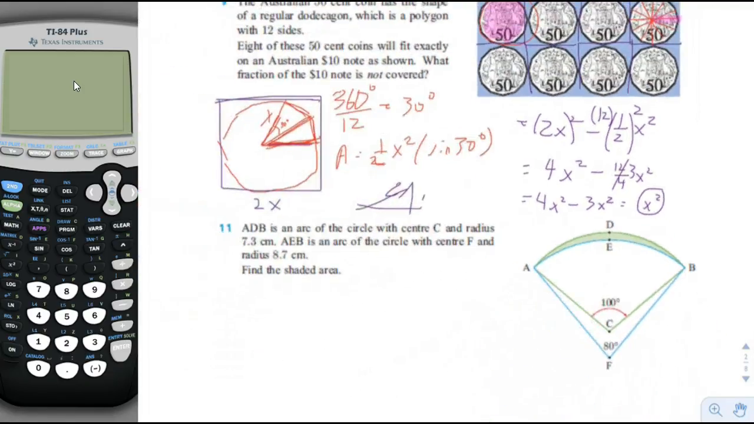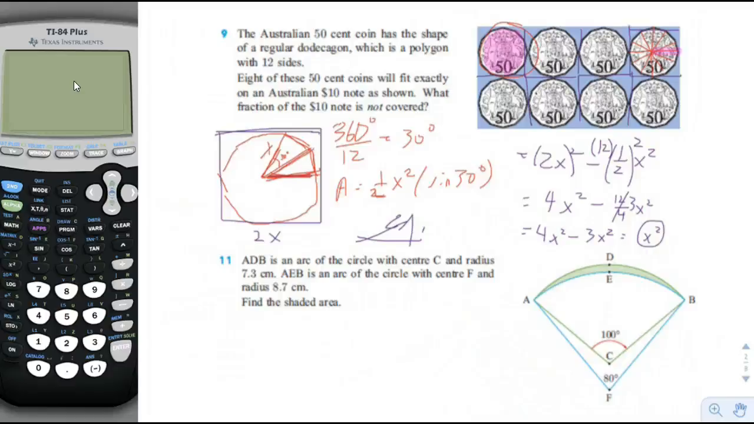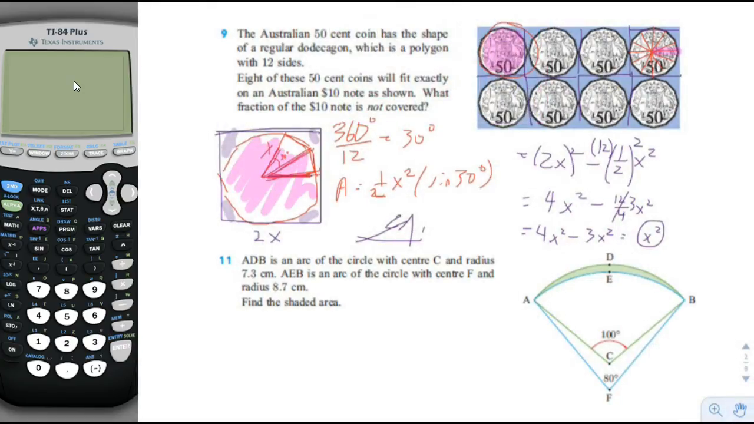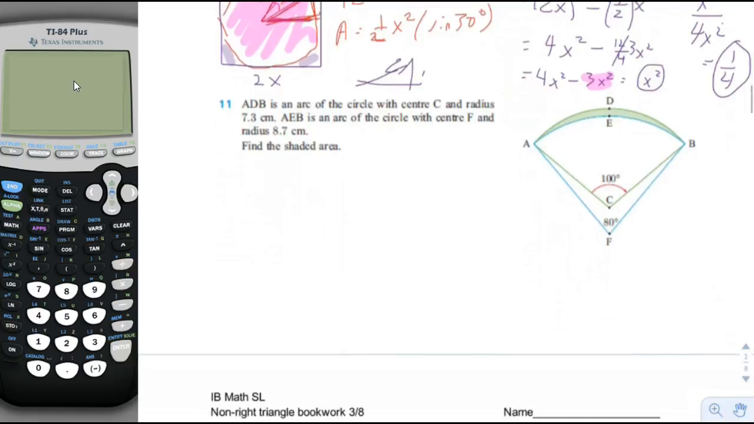Okay, so that means that the area that is not covered is x squared. So this purple area here is x squared, and the area that is covered is 3x squared. So this pink area is 3x squared. So what we could do is say that the area that is not covered is x squared divided by 4x squared, which is the total area. So that means the area that is not covered is 1/4. Okay? Interesting. I wonder if that's really true.